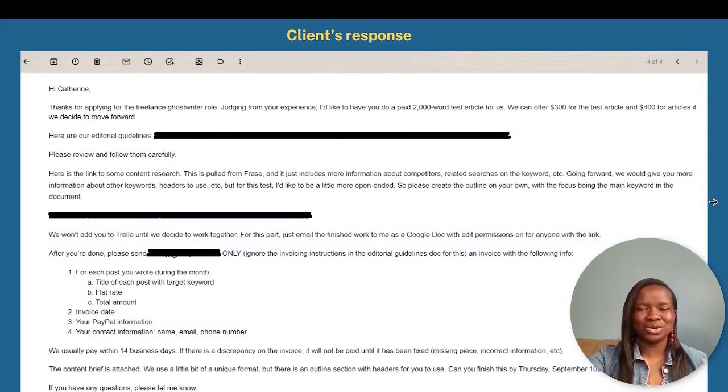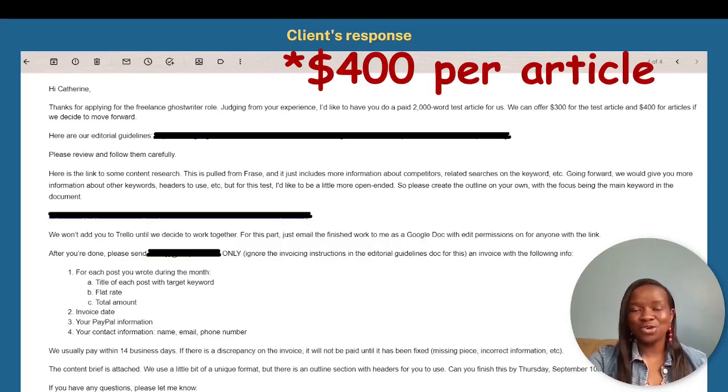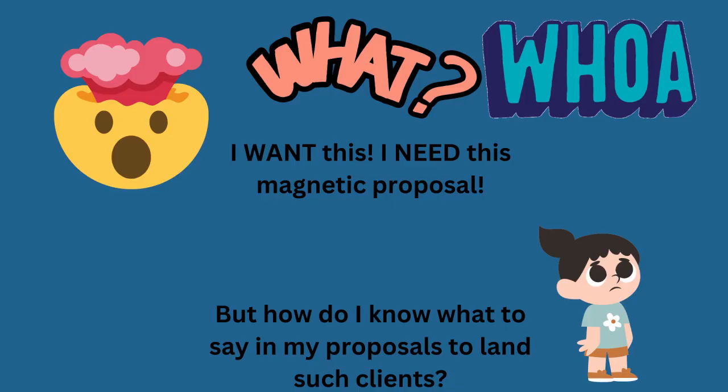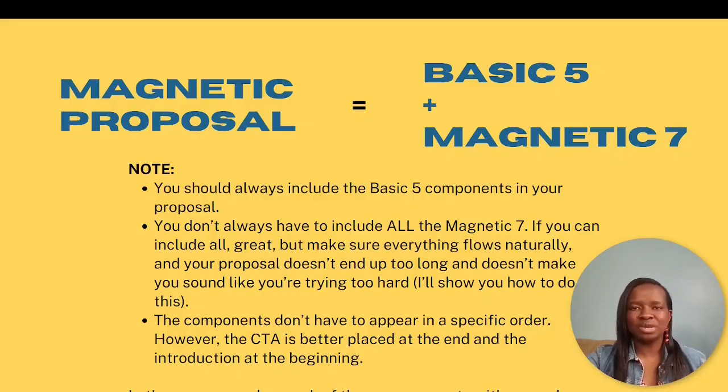And I was so happy to get this response from the client. Imagine a 2,000 word test article, which was going to be the length of the work I would be writing, and they were paying $300. And if you're taken in as one of the writers, you would be paid $4,000 per article. And it's not going to be difficult because I'm going to give you the ropes by explaining what the basic 5 and magnetic 7 entail.